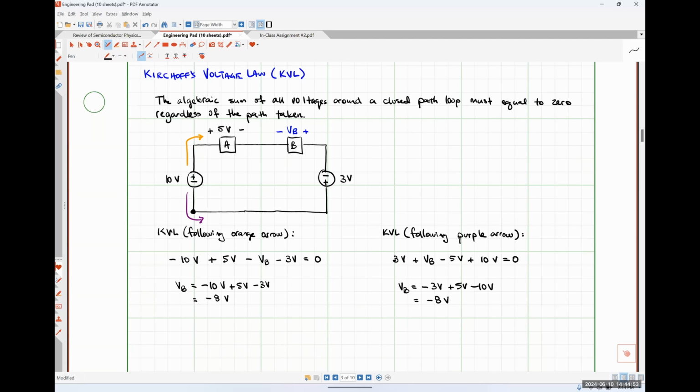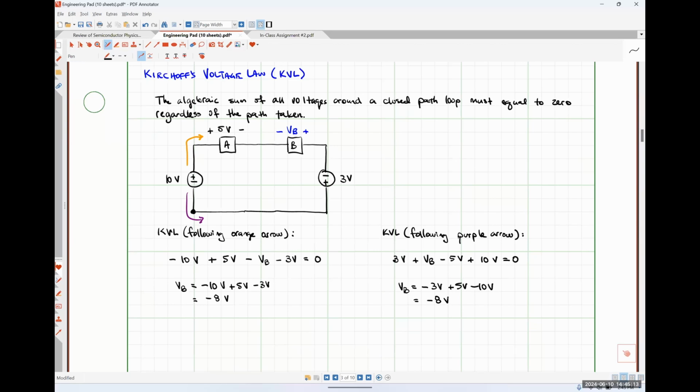So it really does not remotely matter what direction I choose to take when I'm applying my Kirchhoff's voltage law relationship. I'm going to get the same result either way. So how we choose to apply it is completely arbitrary. As long as we start and end at the same node, we're going to get the same result 100% of the time.